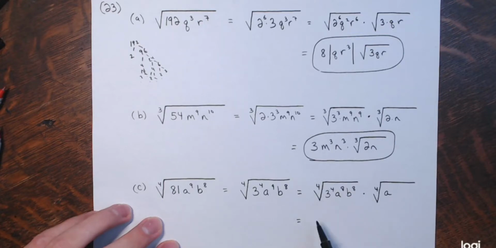4th root of 3 to the 4th is 3. a to the 8th would be a squared. b to the 8th would be b squared. And I don't need absolute value symbols around these. Right? Yes, it's an even root, but these are both even powers. Anything to an even power is going to be not negative. So no need for absolute values, and then times the fourth root of a.